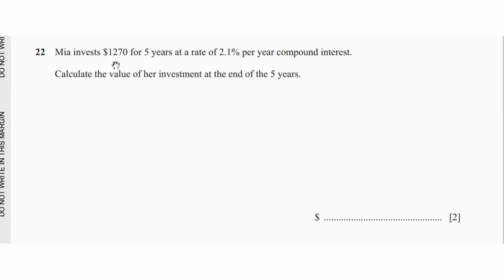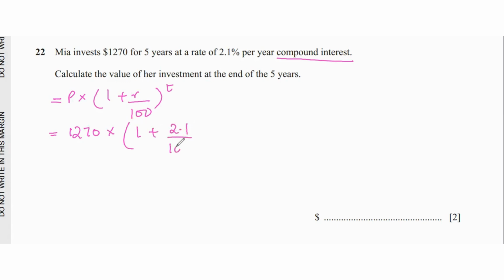Question 22 says Mia invests $1,270 for 5 years at a rate of 2.1% per year compound interest. Calculate the value of her investment at the end of the 5 years. Since it's compound interest, the formula we'll use is P times 1 plus R over 100 to the power of T. So investment amount is 1,270 times 1 plus 2.1 over 100 to the power of 5. So when we solve this, what we get is $1,409.07.